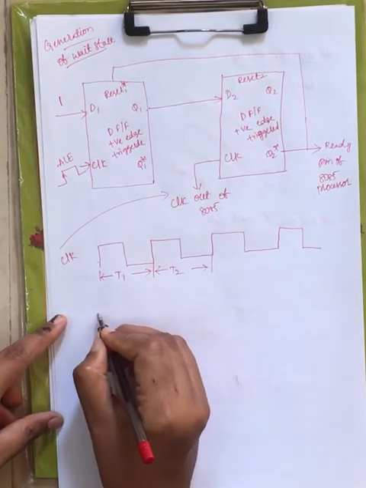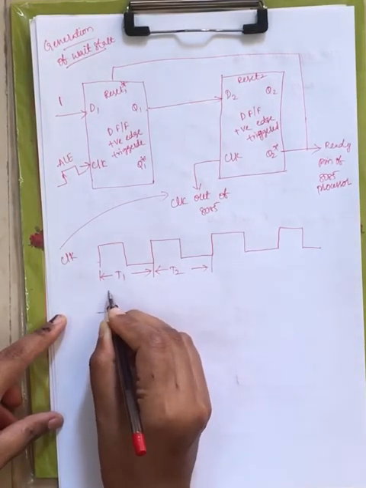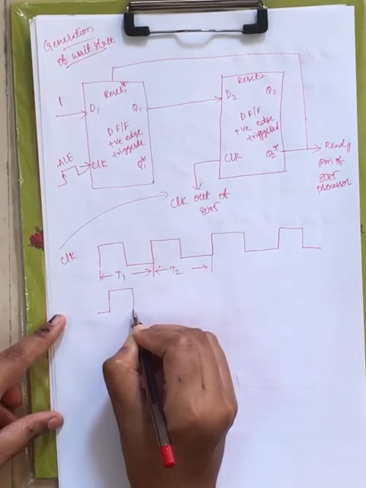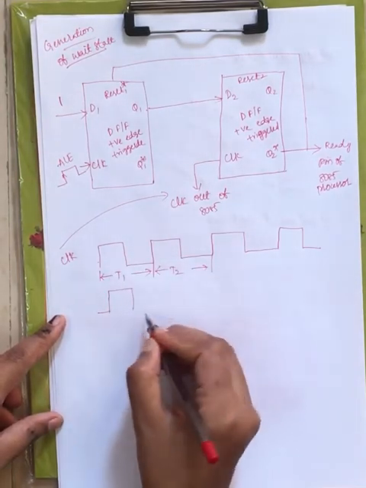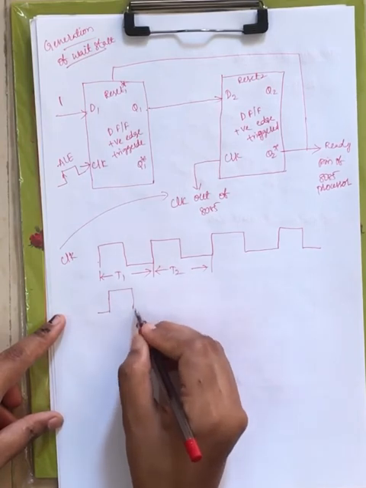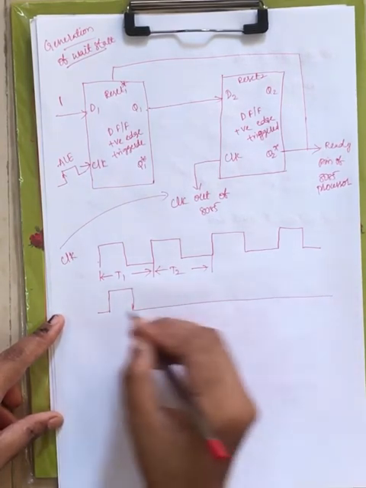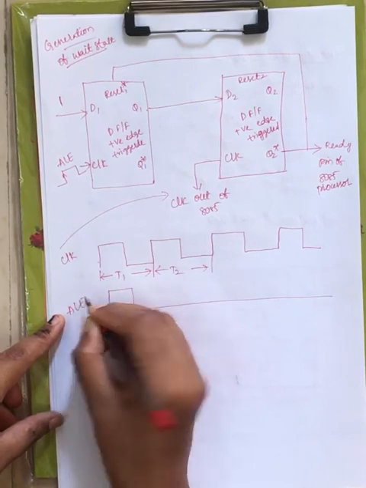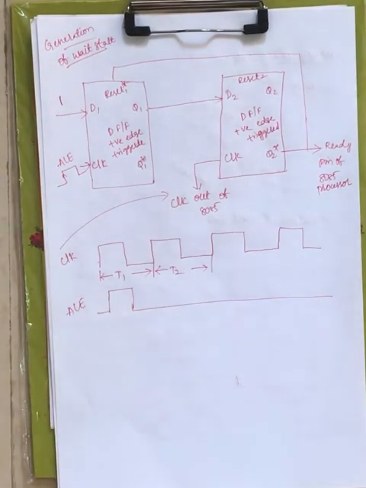Now coming to the address latch enable signal, this will be high during the positive T1 for some condition, and for the remaining it will be low. This is the behavior of the ALE signal.